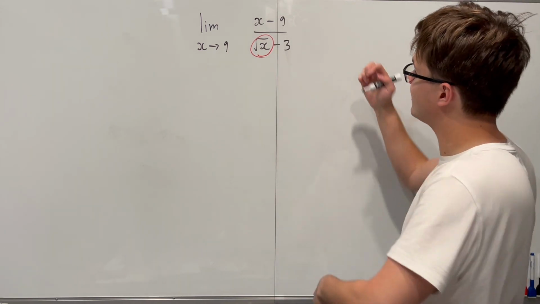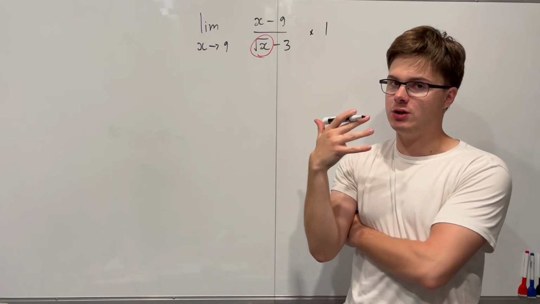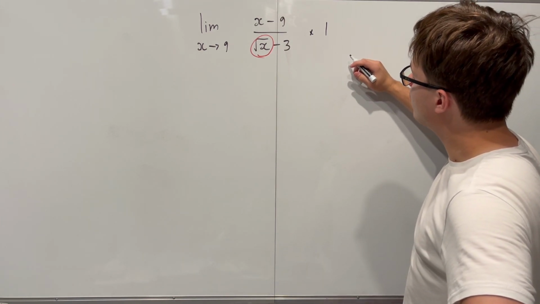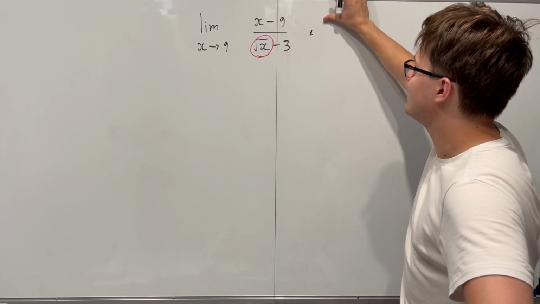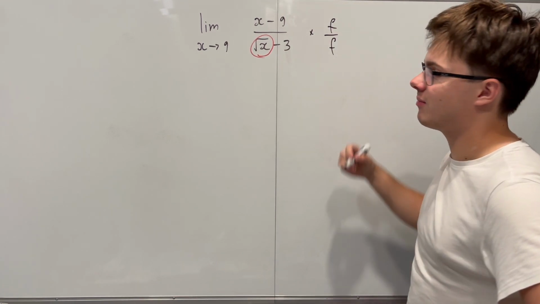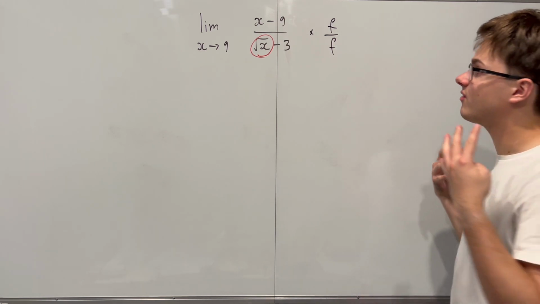Well, we have to multiply this function by 1, because we don't want to change it, right? Changing the function changes the problem. So to keep the problem the same, we have to multiply it by 1. But what does it mean to multiply it by 1? We're not going to literally multiply it by 1. We're actually going to multiply it by something over that same something, or in this case, f over f. What is f going to have to be? Well, that's what we have to figure out.